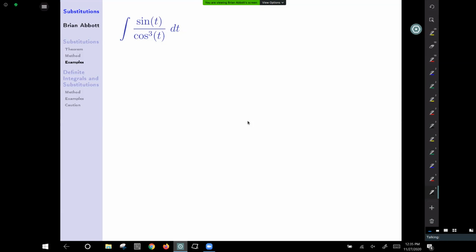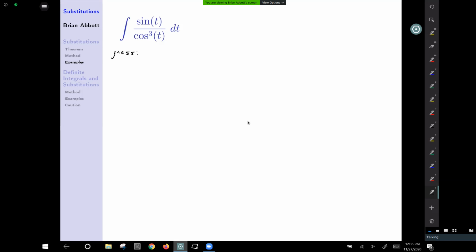Another example of substitution. So here we're just looking for a function and its derivative. We're going to plow recklessly forward and take a guess. I see that we've got sine and cosine. Sine is sort of the derivative of cosine, negative, but the negative will come out in the wash. Or cosine is also the derivative of sine, so which one to pick?